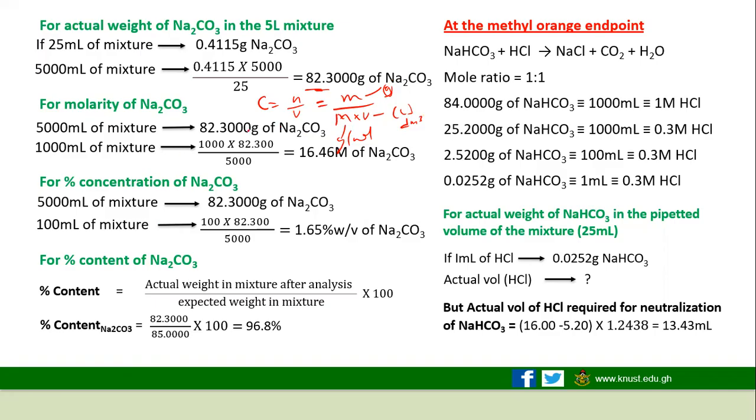If you find it difficult converting all these, then you might want to say that if 5,000 ml contains this mass as calculated here, 100,000 ml will contain what? Right? So you just get the mass.